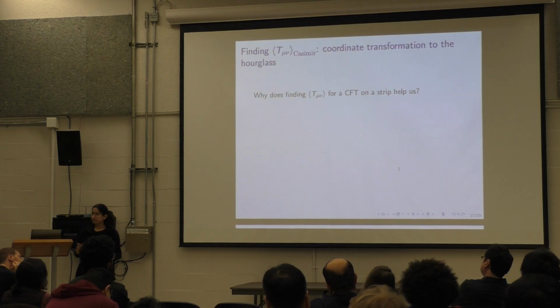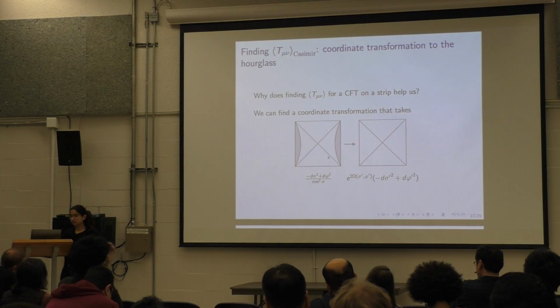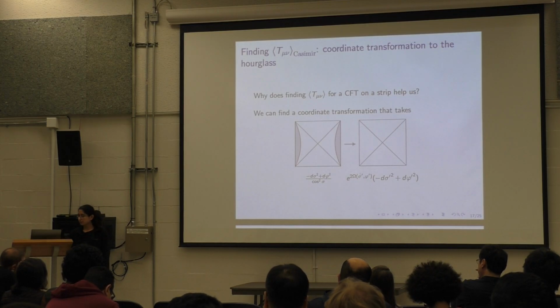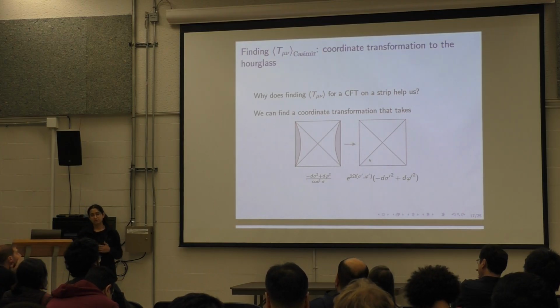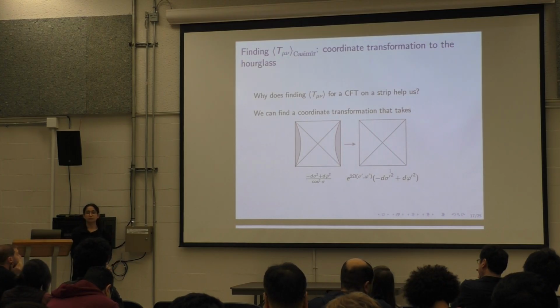So why am I doing this? Why does finding the stress tensor expectation value for a CFT on a strip help us? The reason is that we can find a coordinate transformation that takes these sigma-dependent boundaries to some time-independent locations. Now it's not just important that in these other coordinates the boundaries are located at some time-independent locations, it's also important that in these other coordinates the metric is conformal to flat space so that we can use all the technology we built so far for flat space.